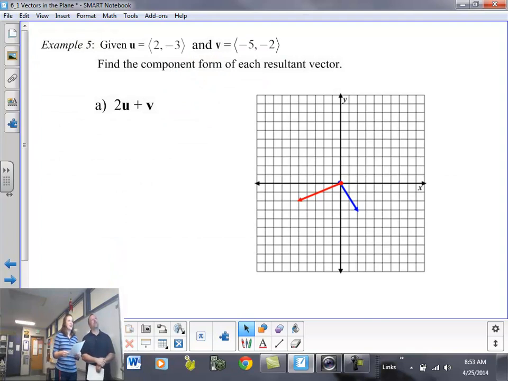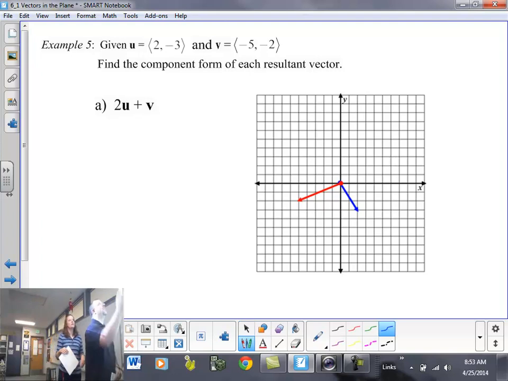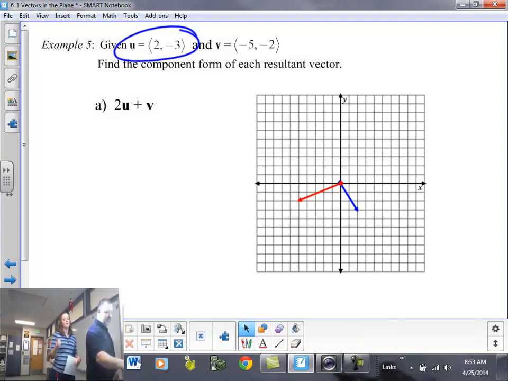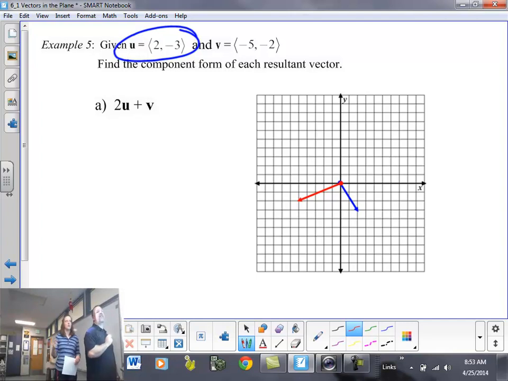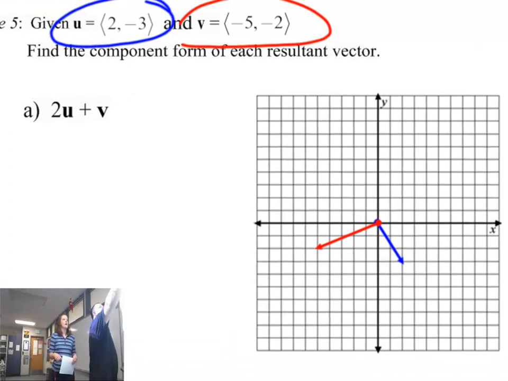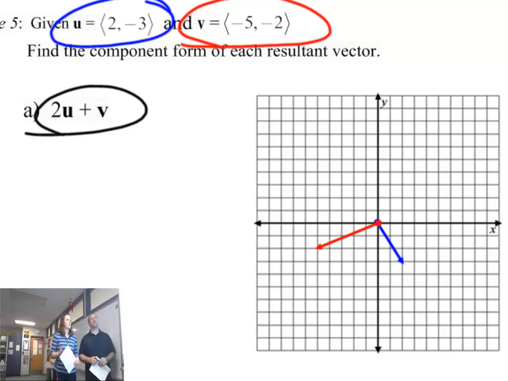Example 5. Let's actually try adding some vectors together. We have two vectors, u and v, and u is (2, -3). Remember that's standard form, so it starts at the origin, goes to the right 2, and down 3. And v is in red down here, at (-5, -2), which means it went left 5 and down 2. We are being asked to double vector u, and add v.